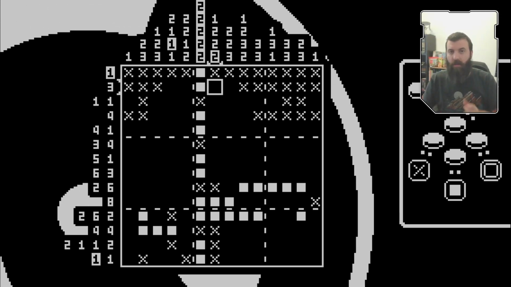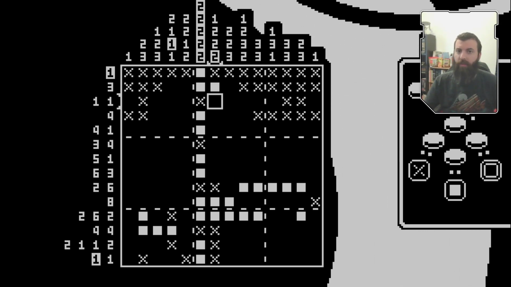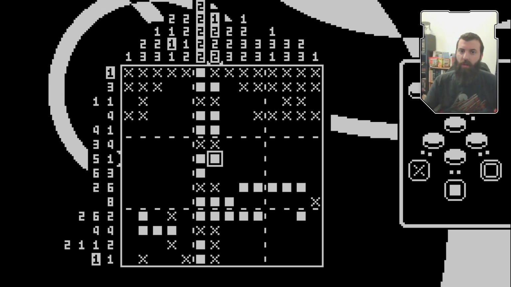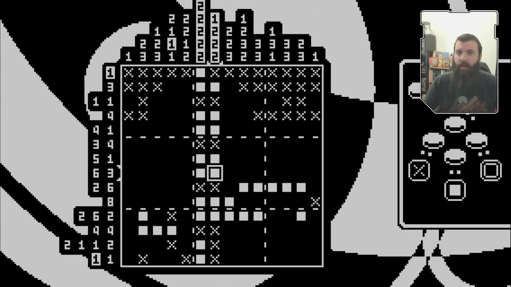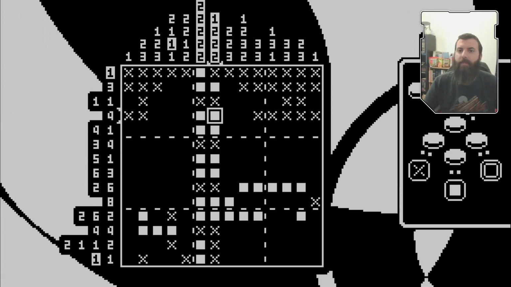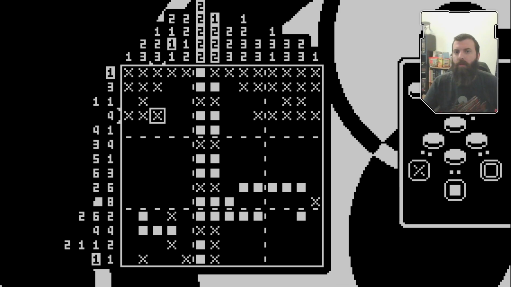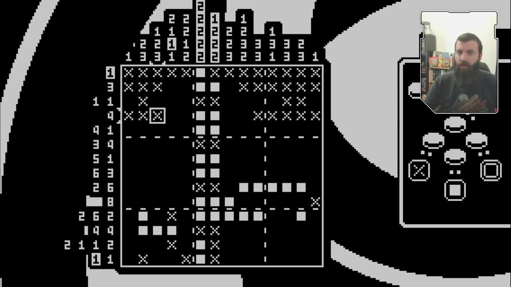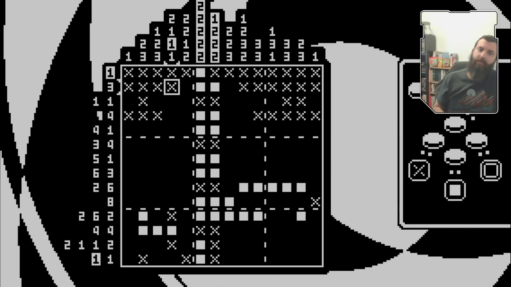Okay, looking vertically, we've got this 1, 2, 2, 2. We've already got one of the 2s in place. There's only one way to fit the rest of it into here. That gives us that. Can say with confidence that the 4 couldn't reach to here, and the 3 couldn't reach to here.